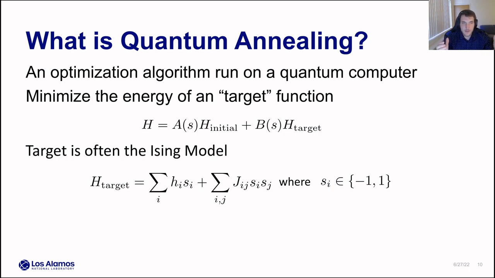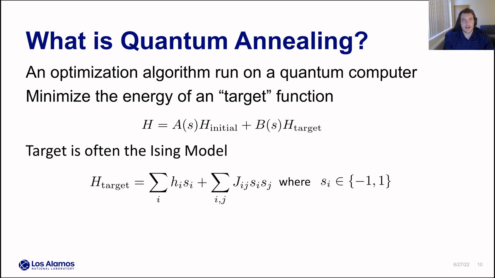So what quantum annealing aims to do is to minimize the energy of some target function encoded as a Hermitian operator called a Hamiltonian. So what I'm showing here is you start with your initial easy to prepare ground state, and then you slowly change your system until you are in the ground state of your target Hamiltonian. And ideally, if you go slowly enough, you should be able to stay in the ground state and get a good solution out. So one of the most common target Hamiltonians that people like to use is something called the Ising model.